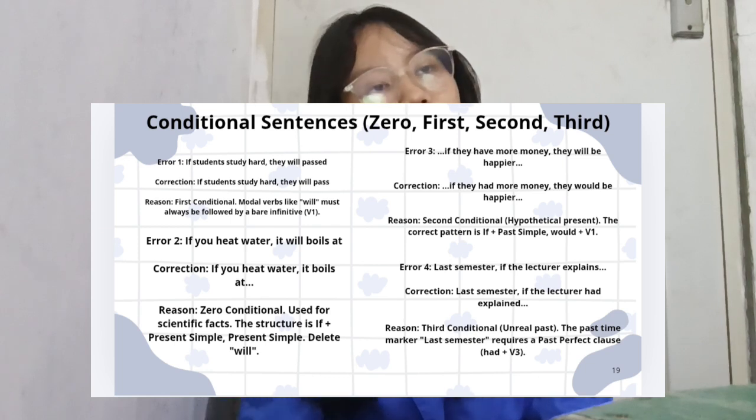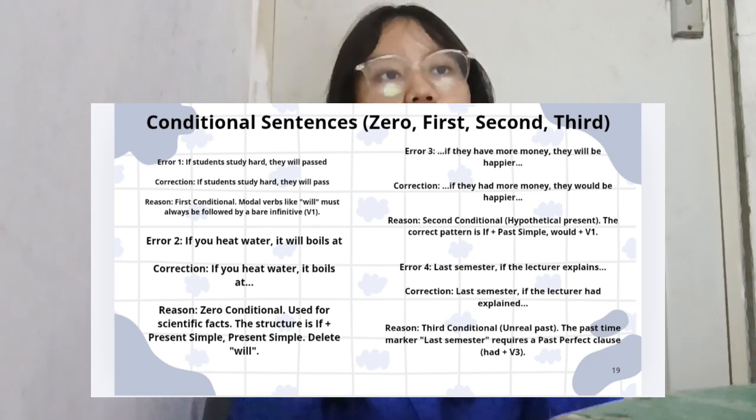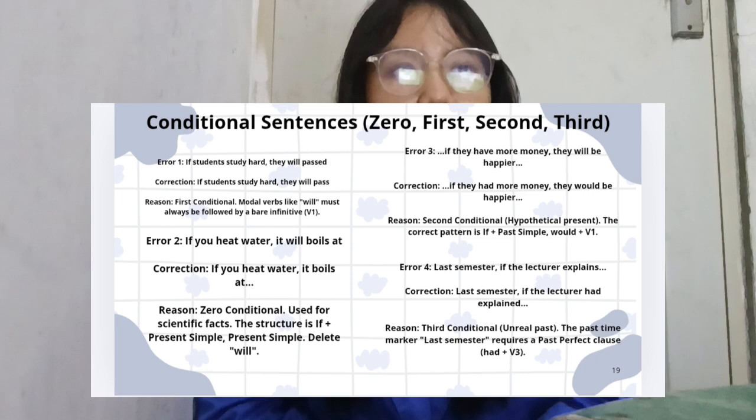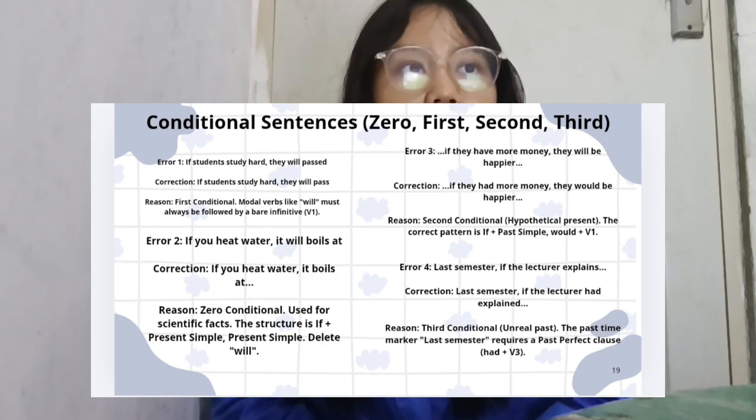And next, conditional sentences: zero, first, second, and third. Error 1: If students study hard, they will pass. Correction: If students study hard, they will pass. Reason: First conditional. A modal verb like 'will' must always be followed by the infinitive verb 1.